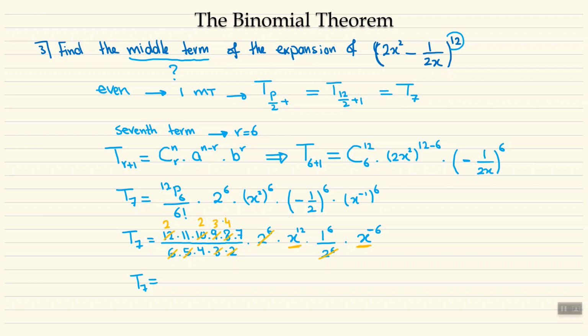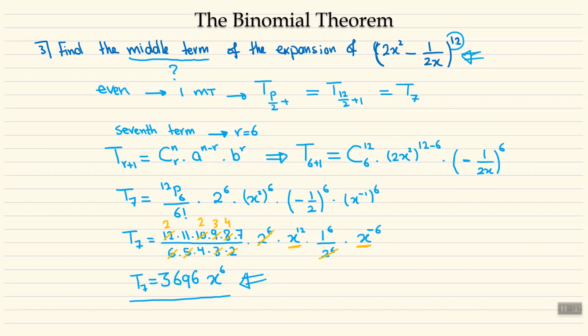Times 4 and 528, as we said, times 7. So this is 3,696. We've cancelled these two together, so we only have x to the power of 6. So this is going to be our T7, or this is the middle term. So the middle term in this expansion is this. This is the middle term.